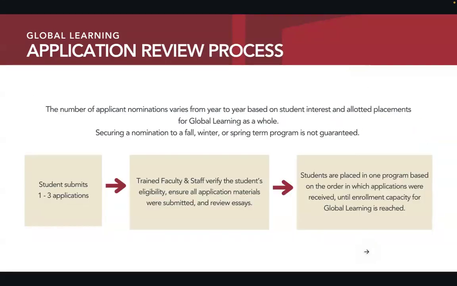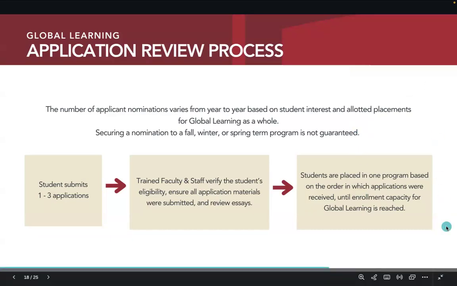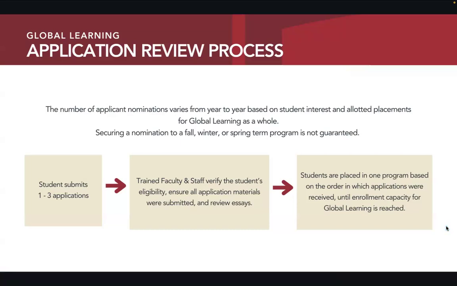Okay. So we'll talk a little bit about the application review process. It's important to, when we talk with folks, that they are always asking, how many students get nominated? What's the nomination percentage every year? And really the way we think about it is the number of application nominations really varies from year to year based on student interest and the allotted placements for global learning as a whole that we have been given.